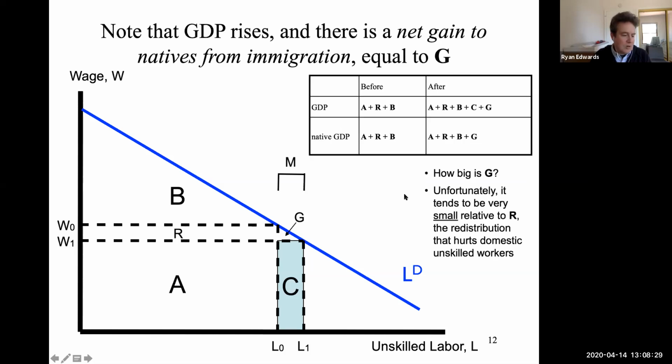So here's the breakdown there with GDP before and after, and then of course if you wanted to assign it to the native born factors, the difference is the presence or not of this rectangle C. So let me pause there and see if there are questions about how we've divvied all this up. Okay.